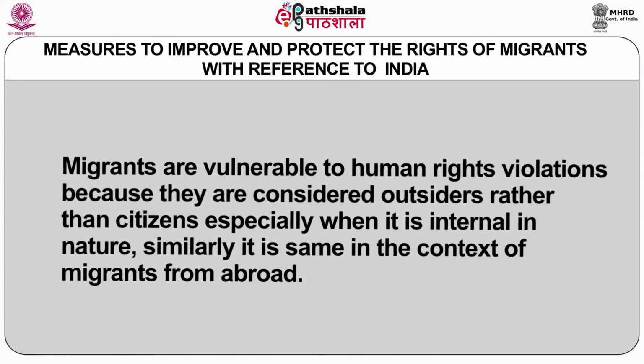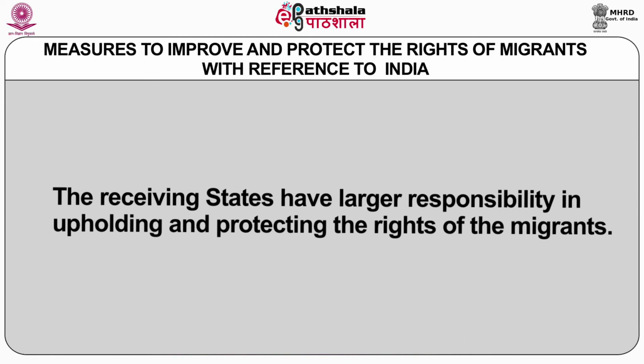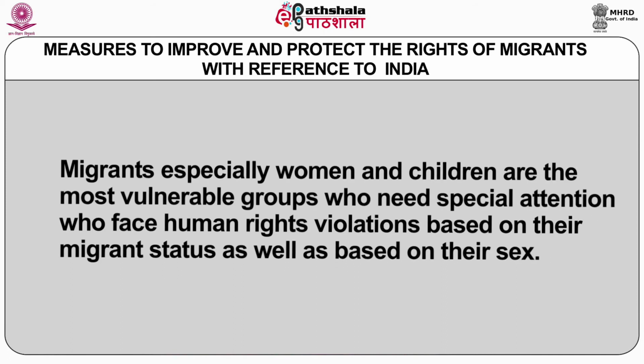Migrants are vulnerable to human rights violations because they are considered outsiders rather than citizens, especially when it is external in nature. Similarly, it is the same in the context of migrants from abroad. The receiving states have a larger responsibility in upholding and protecting the rights of the migrants. Migrants, especially women and children, are the most vulnerable groups who need special attention, who face human rights violations based on their migrant status as well as based on their sex.